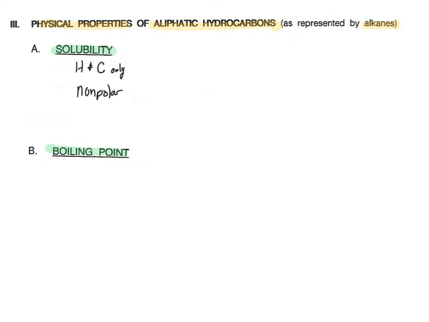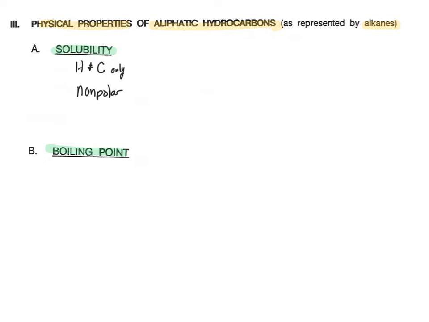So we're going to be using the alkanes as a model to represent all of the hydrocarbons, because it doesn't matter how many double bonds or triple bonds they have, the solubility and boiling point will follow the same patterns. So let's look at the solubility first. When we look at these compounds, we see that they are hydrogen and carbon. These compounds are non-polar. So do you expect them to be soluble in water or oil?